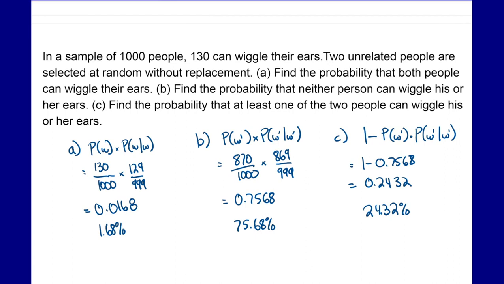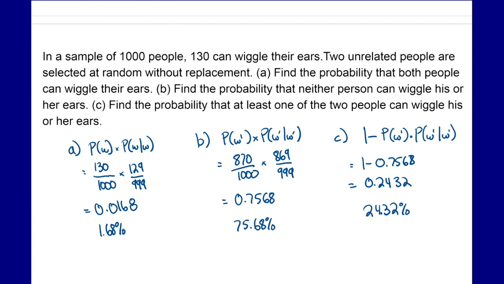For C, find the probability that at least one person of the two can wiggle their ears. I've chosen to do the indirect method. Rather than looking at all the possible outcomes of selecting at least one person that can wiggle their ears, I decided to think of the opposite, or the complement, to at least one person being able to wiggle their ears.